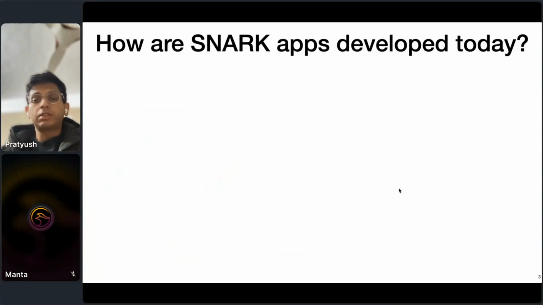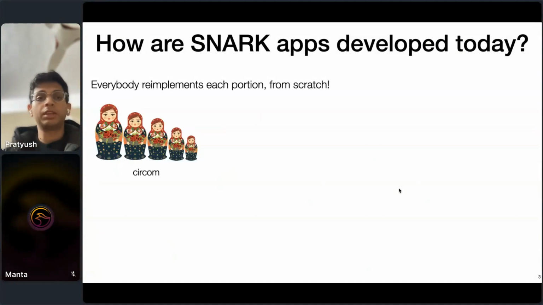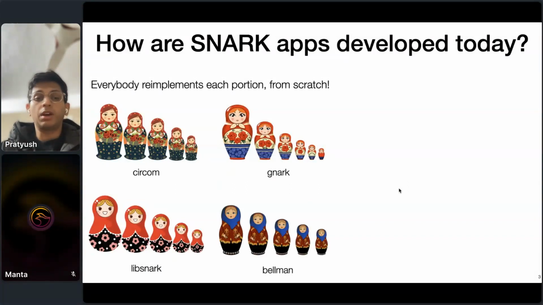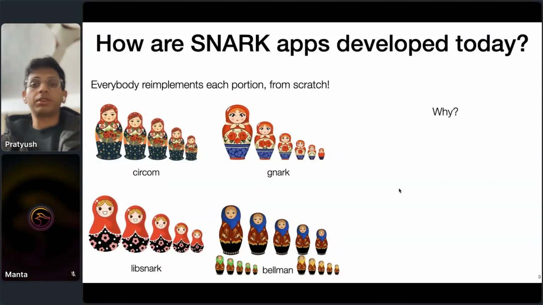All right. So in the face of this, how are people developing applications which use zkSNARKs today, right? Unfortunately, usually what happens is that people bring on an experienced cryptographer, and the cryptographer decides to implement or try to implement parts or maybe each portion from scratch, right? This results in a bunch of libraries such as Zircon, GNARK, libsnark, the various iterations of Bellman, each of which are individually quite good, but they're all duplicating effort, right?